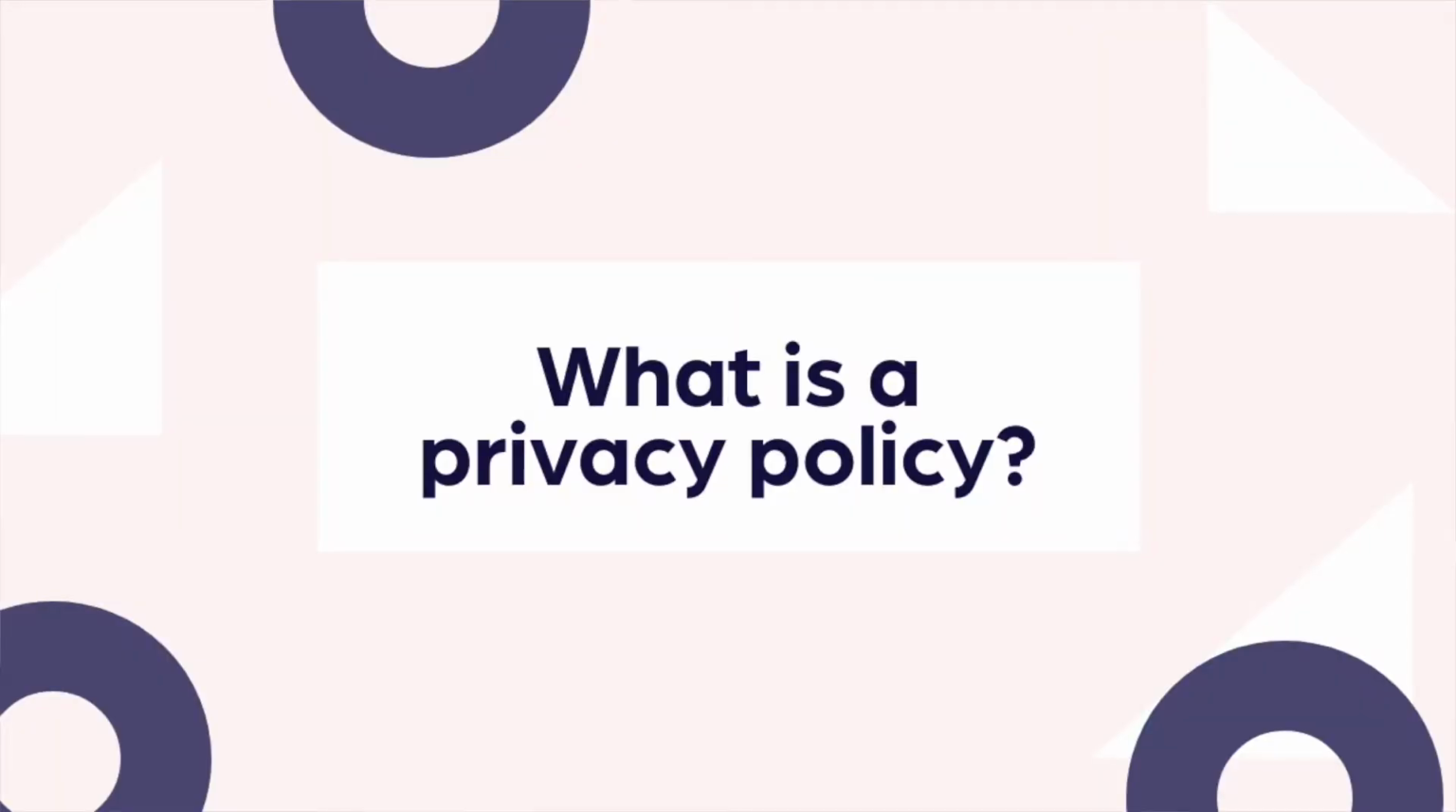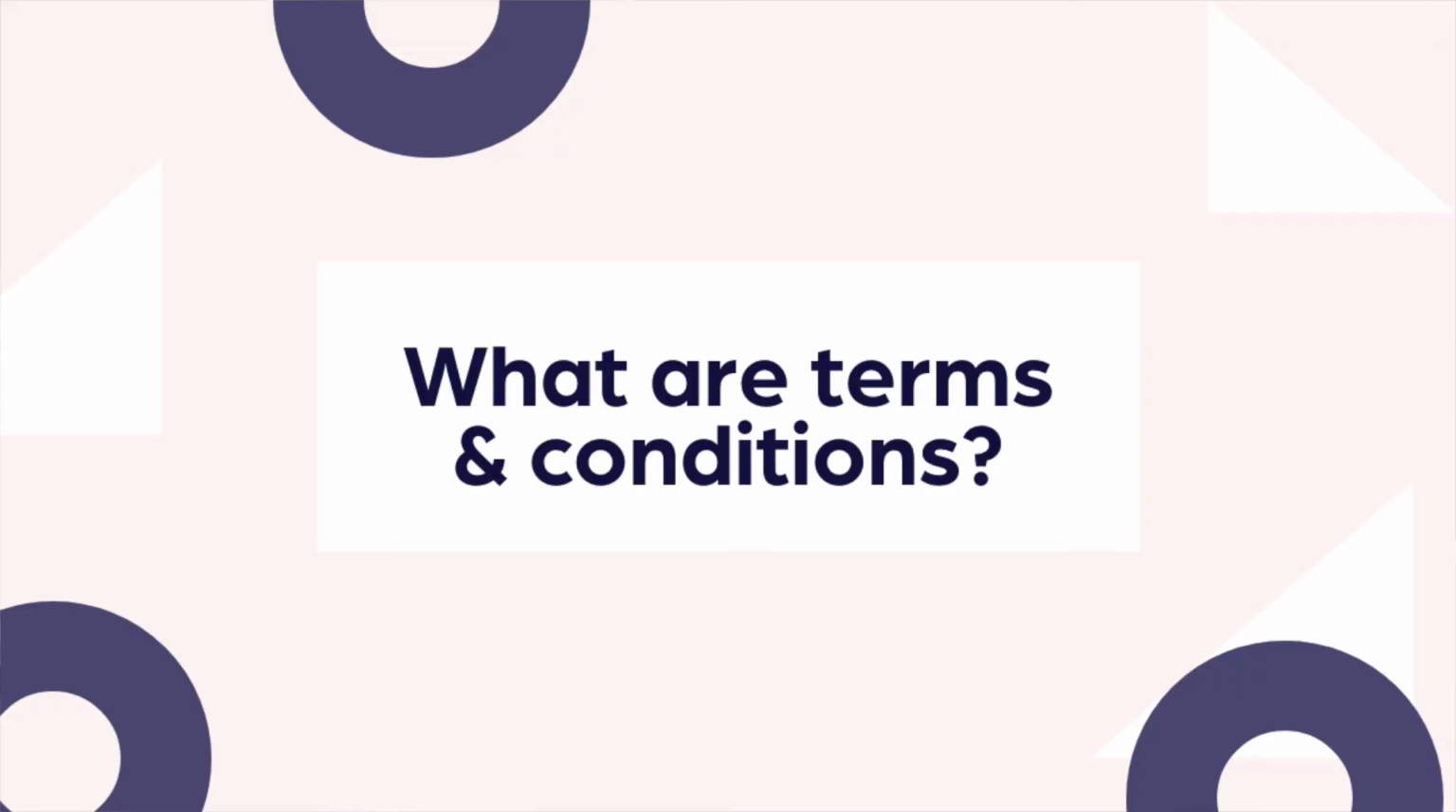So what is a privacy policy for your website? It's basically a page that you have on your website that's really accessible to everybody, and it just states how you're going to be handling any sensitive information. A terms and conditions page on your website is a legally binding contract between you and your users on how they're actually going to be using your website.